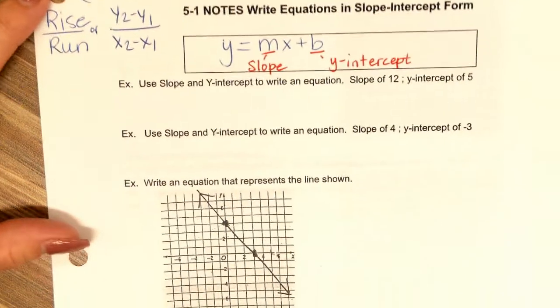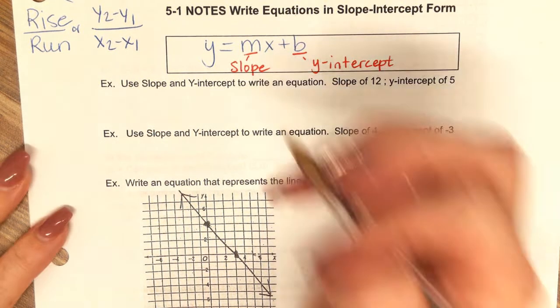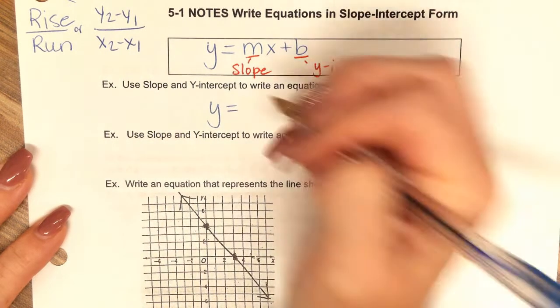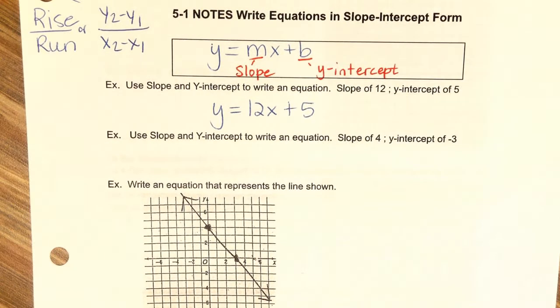All right, I want you to look how easy the next example is. Use slope and y-intercept to write an equation when the slope is 12 and the y-intercept is 5. So how would I write that? Y equals 12x plus, because the 12 is the slope that's in the m's position, and the 5 is the y-intercept that's in the b position. All right, write the next one on your own.